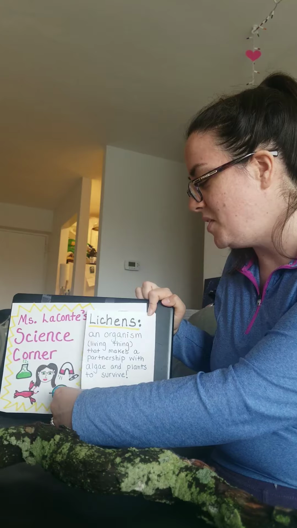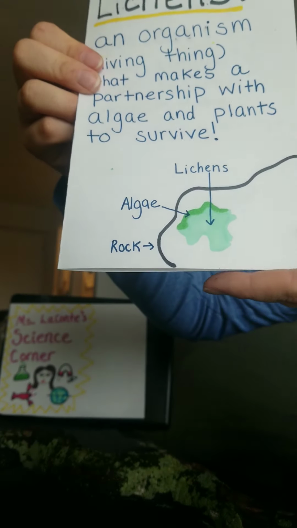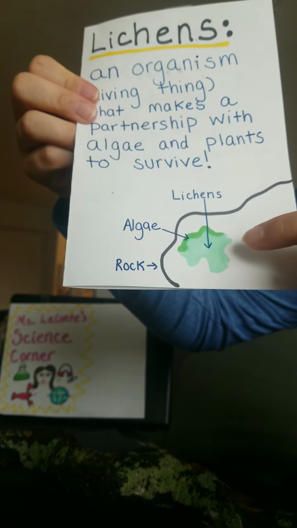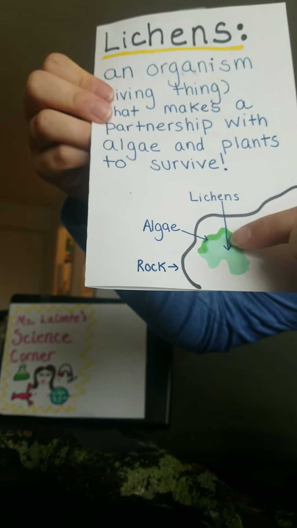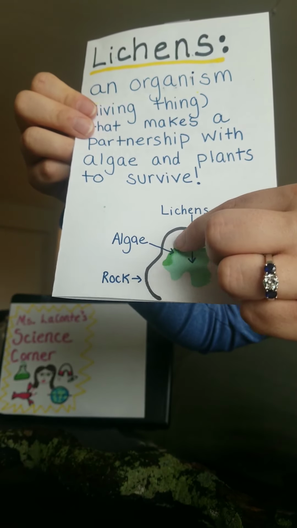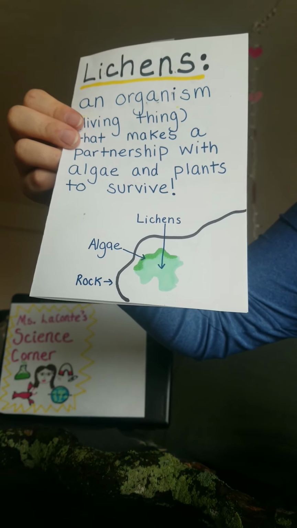So I'm going to show you the picture up a little bit closer so that you can really see. But here we have a picture of a rock, love those labels, and a picture I labeled in the mint green, my lichens. And then on top of there, I labeled in dark green, my algae. Now here's how the partnership works.